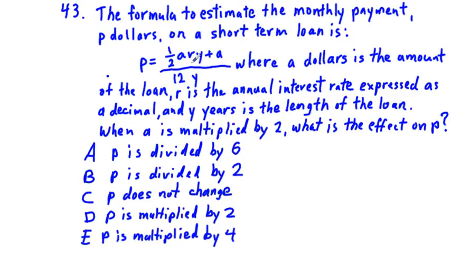Well, A is in each term here in the numerator. So if we multiply each of these in the numerator by 2, that's like multiplying that whole right side of the equation by 2. Because of the golden rule of algebra, we're doing the same thing on the other side of the equation, multiplying the left side by 2. So our correct answer is D. P is multiplied by 2.